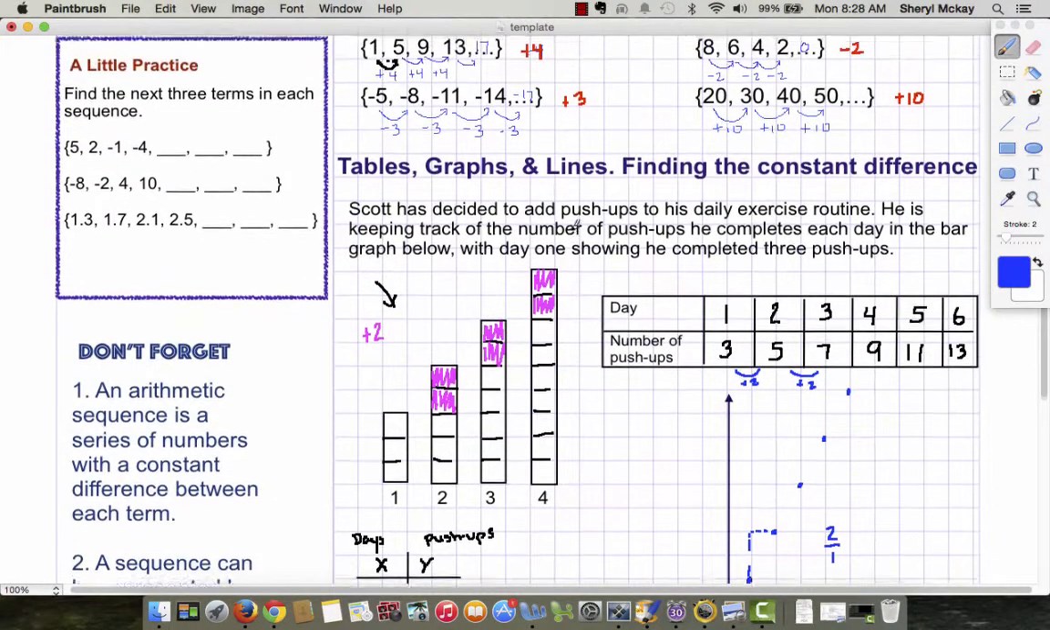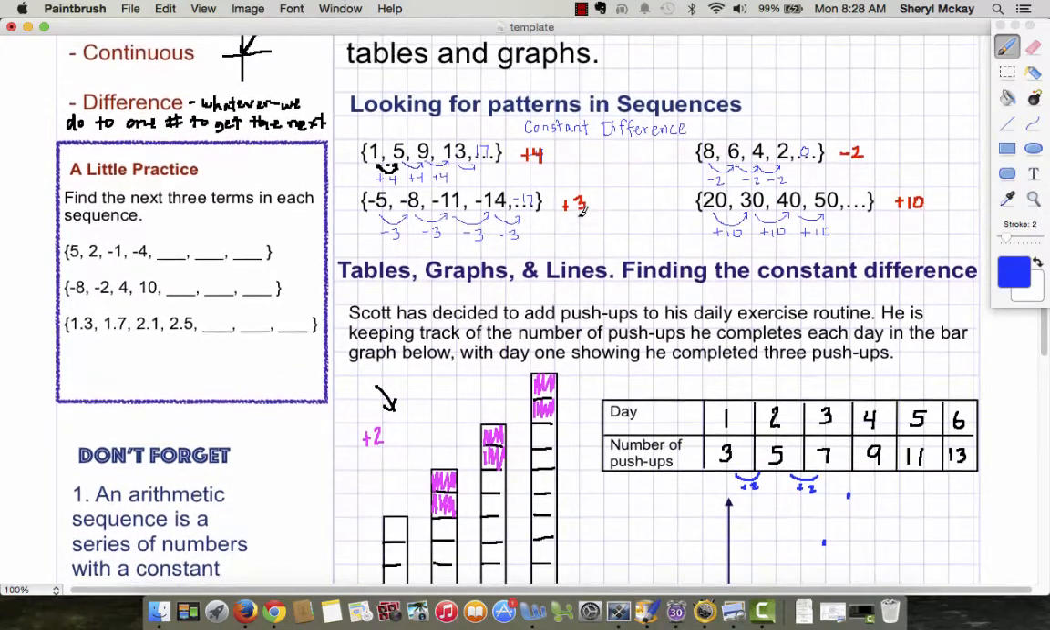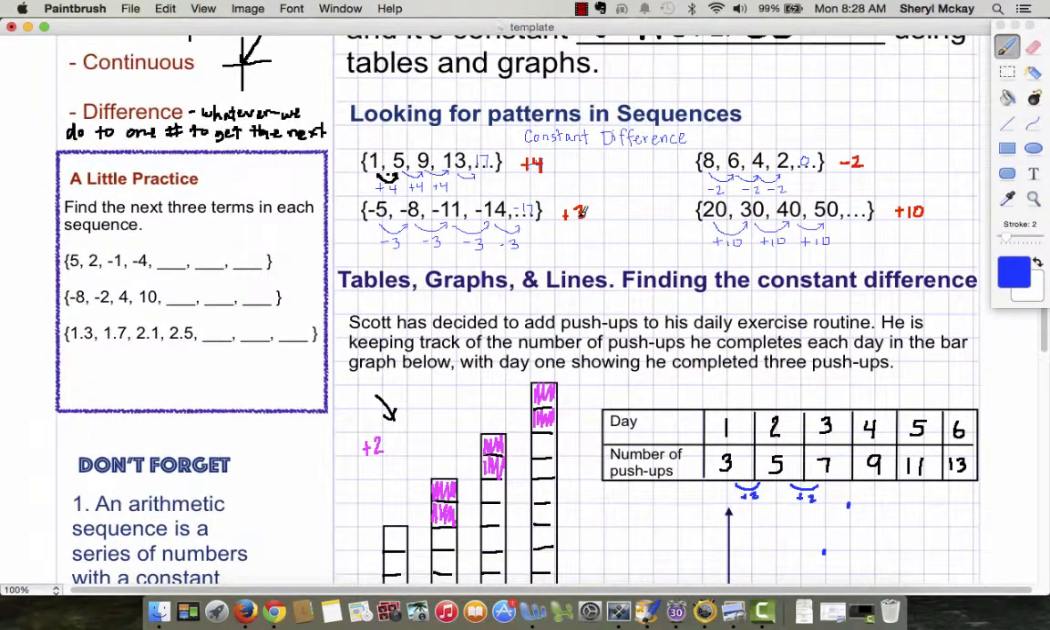So now I just want us to have a little bit of practice in finding the next 3 terms in an arithmetic sequence. So over on the column, you've got 5, 2, -1, -4. And I'd like you to go ahead and see if you can figure out what the common difference is and then write what the next 3 terms are. So go ahead and do that.